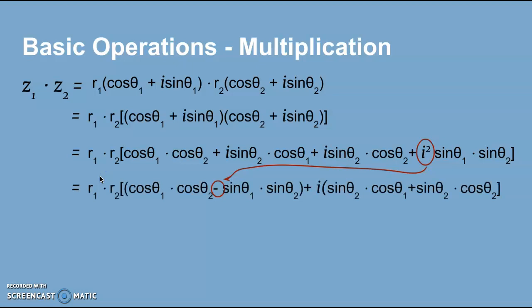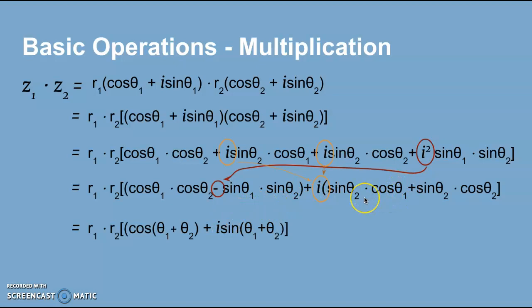I moved things around a little bit, and I grouped them so that the terms that did not have an i in front of them ended up together, and the ones that did have an i ended up together, and I factored the i out. Cosine theta 1 times cosine theta 2 minus sine theta 1 times sine theta 2 is the same thing as the cosine of theta 1 plus theta 2. So that's the thing on the left. Then I got the i that's circled in orange and put it in front.